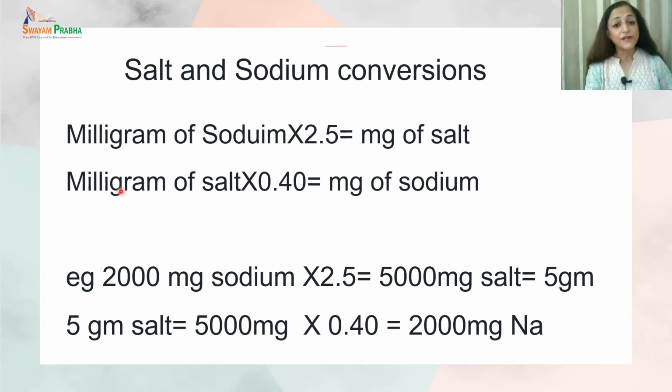But conversely, if I know the milligram of salt I have, I will multiply it by 0.40 to know how much sodium is there. So let us say a person says I am taking 5 grams of salt, how much sodium am I getting? So 5 grams salt is equal to 5000 milligram of salt, multiplied by 0.40. So what I get? 2000 milligram of sodium. So this type of conversion can actually help us in calculating whether the diet is fitting as per our diet recommendation.